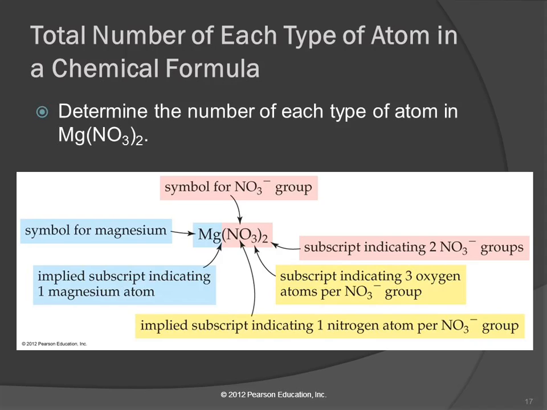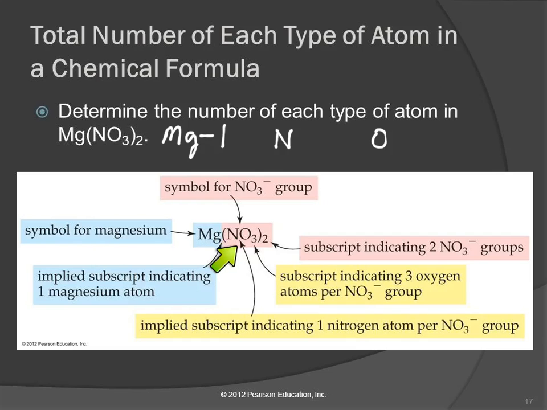If we're looking at a question like this, determine the number of each type of atom in Mg(NO3)2. What are the elements in this compound? We've got magnesium, right? If you guys don't answer the questions, I'll just start talking. And nitrogen, and we've got oxygen. Those are the 3 element symbols in this formula. How many magnesium atoms are there? There's just 1. There's no number after magnesium, so it's just 1.